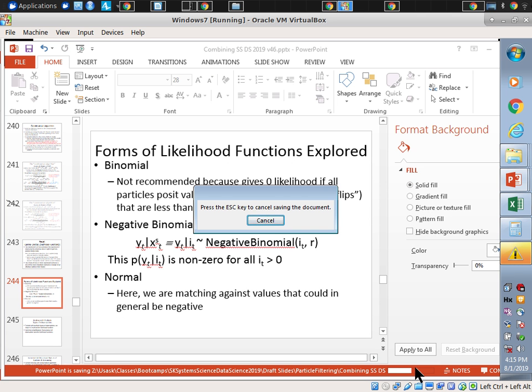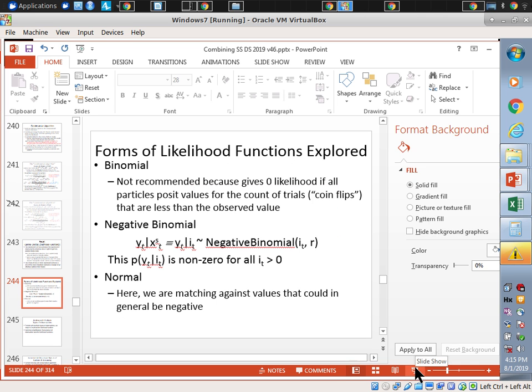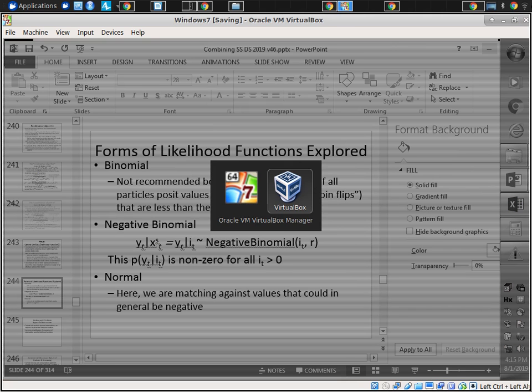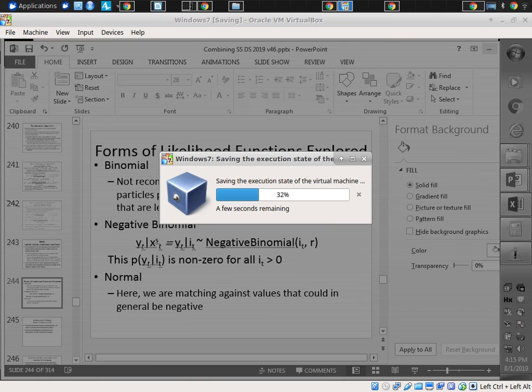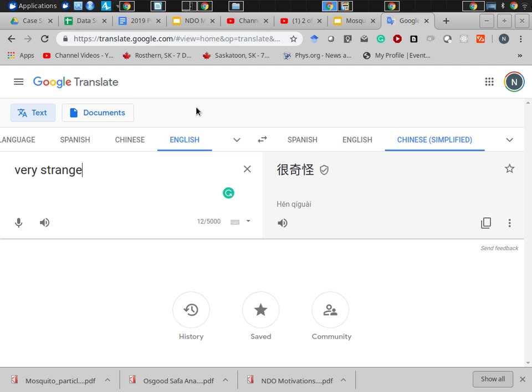So with those comments on particle filtering, we are going to go now to PMCMC, well, via MCMC.